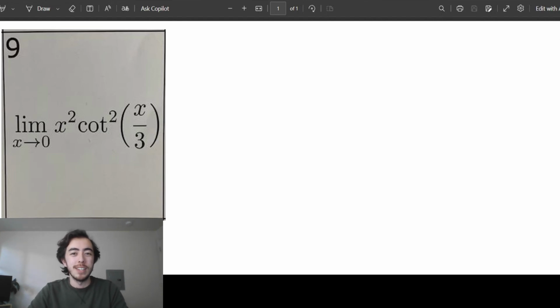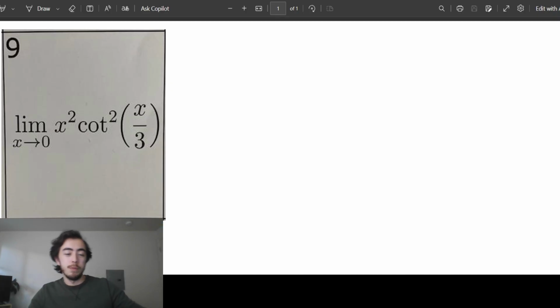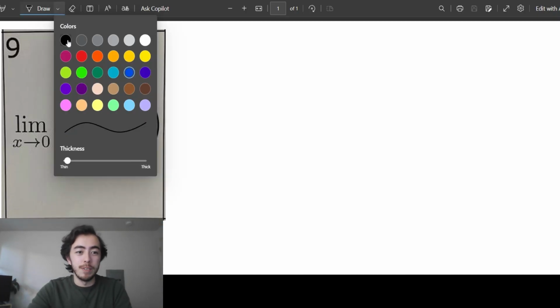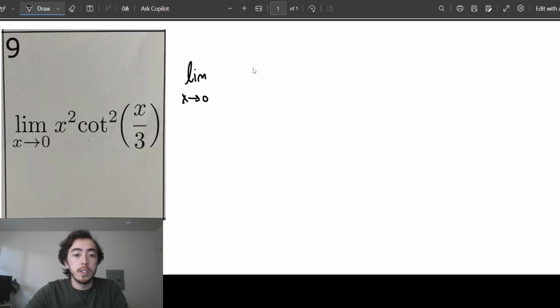Today is October 9th, and this is problem 282 from the Daily Epsilon calendar. And we should show why the answer is supposed to be 9 for today. So I see a limit. It's a limit as x approaches 0 of this expression, x squared times cotangent squared of x over 3.